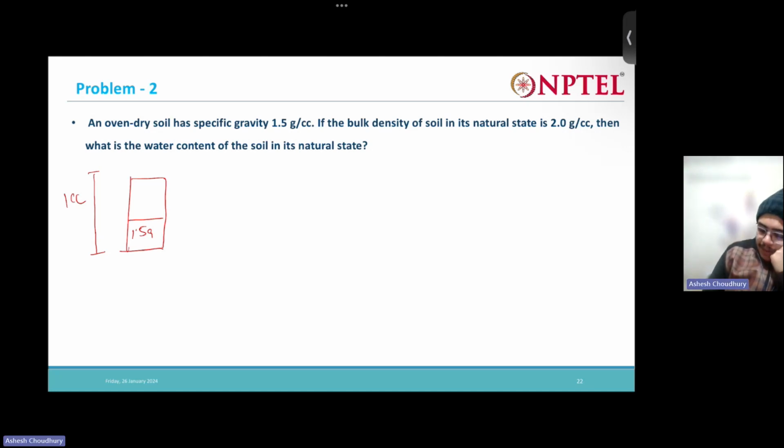Now, bulk density of soil in natural state is 2 gram per cc. Okay, in its natural state, 2 gram per cc means what? In this 2 gram per cc, as we all know, 1.5 gram is obviously the soil solids. So in this 2 gram, 1.5 gram is soil. So the rest, 0.5, is what? Water, isn't it? So what will be the water content? 0.5 by 1.5 into 100%, nothing but 33.33%. So easy, extremely easy. Don't have to use any formula, just basic concept you're using.